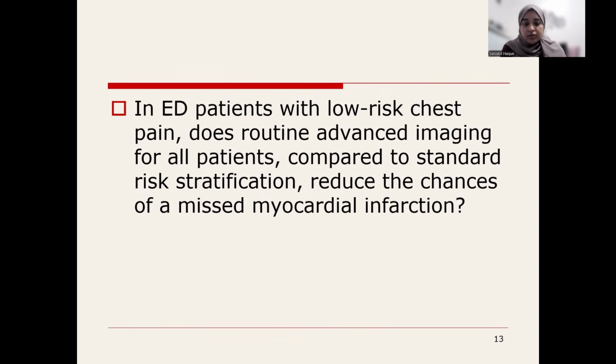Then you have the C, which is comparison, going to be risk stratification standard. And the O is missed myocardial infarction, or reducing the chances of missed myocardial infarction, right? So this follows the PICO framework.